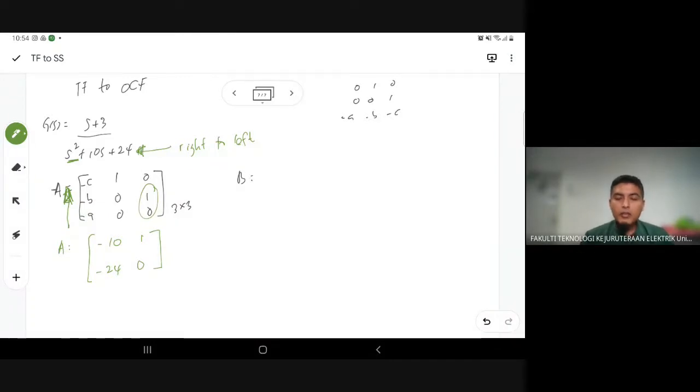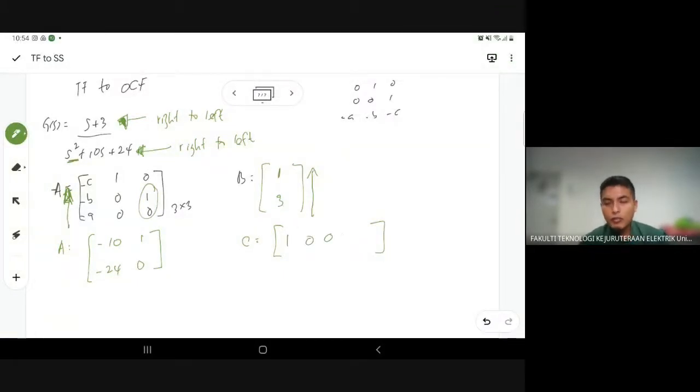Okay, for the B matrix, you need to read the numerator part. You need to read from right to left again, but you need to fill up from bottom to top. So the first is 3, the second is 1. And then for the C matrix, you need to start from 1, the rest will be 0. Since this is a 2 by 2 matrix, it will be 1, 0 only.